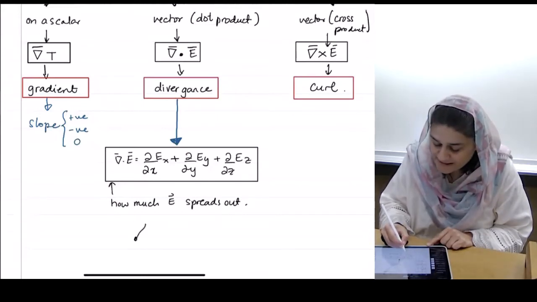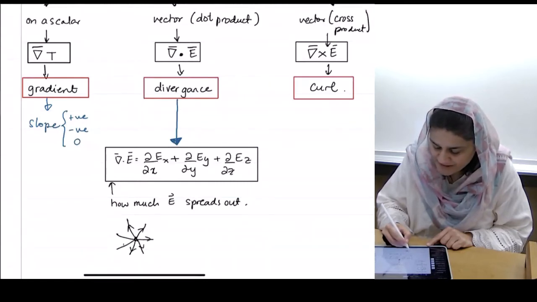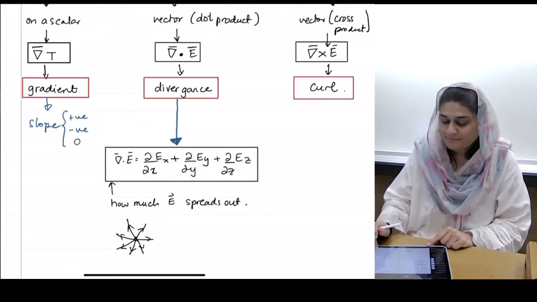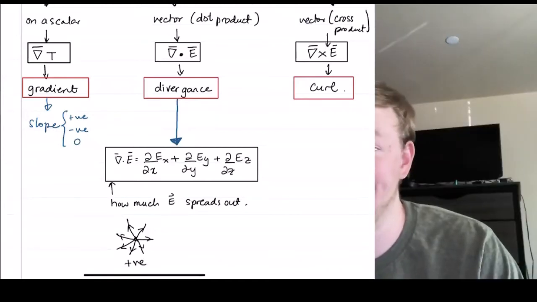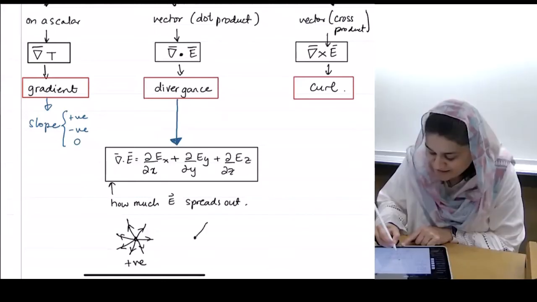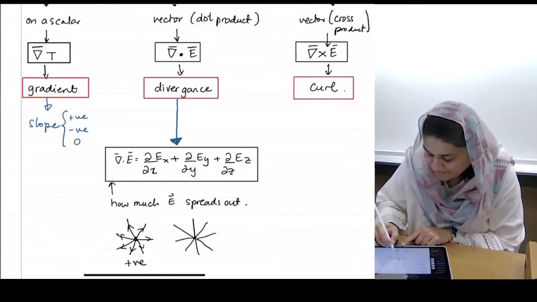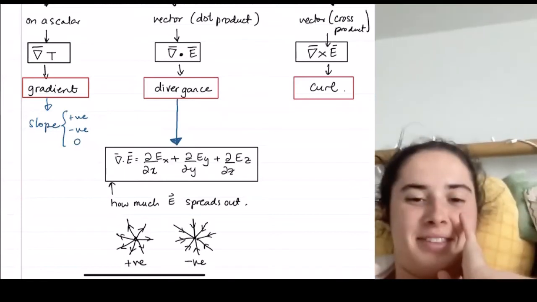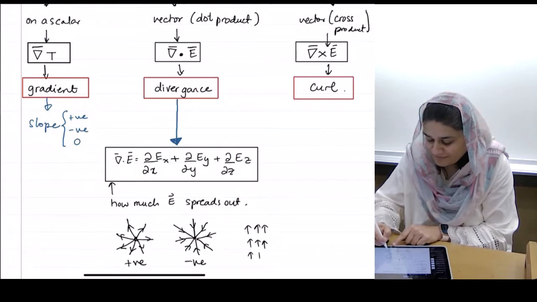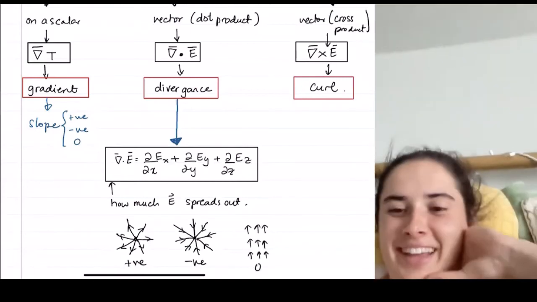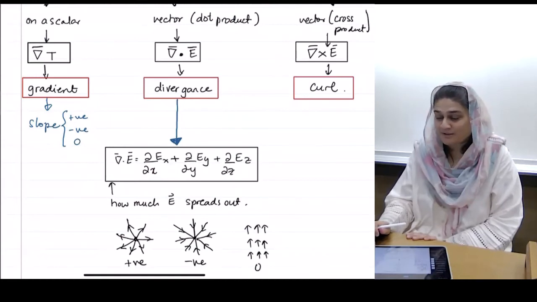So a field that does this. Is this divergence positive or negative? Positive. Is this positive or negative? Negative? Ooh. And what about this one? Neutral. Zero. And again, remember, this is going to be the dot product, right?